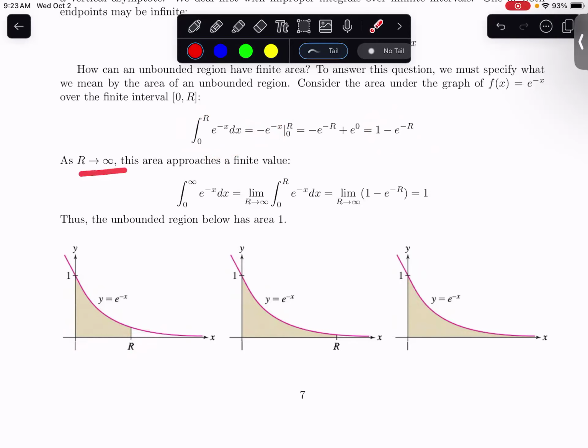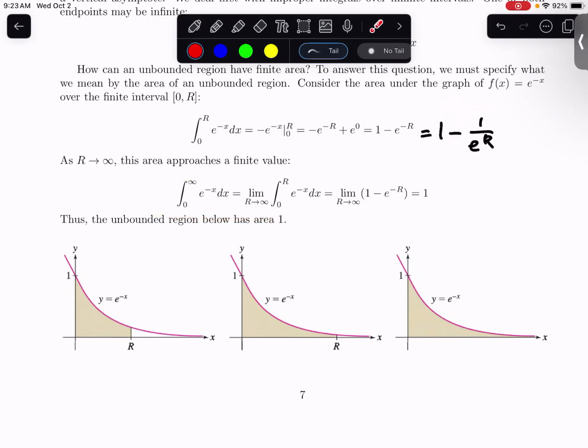But then as r goes to infinity, what's important is if you look at this function as r goes to infinity, this is really just the same thing as having 1 minus 1 over e to the r. So as r goes to infinity, this term here is just going to go to 0. And so you're just going to be left with 1. So that's what's going on in this second equation I have written out.